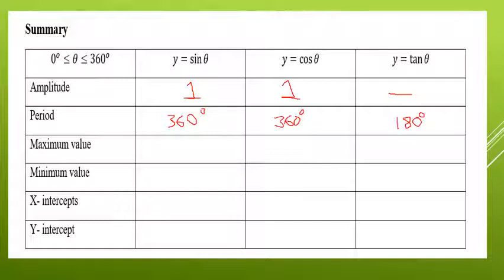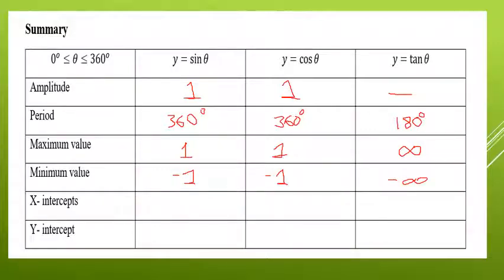The maximum value sine can go to is positive 1, and the maximum value cosine goes to is positive 1, but the maximum value tangent can go to is infinity. It just keeps going up and up and up. There's no limit to it. The minimum value for sine is negative 1. It's also for cosine. So cosine and sine are very closely related, so the properties are very similar. For tangent, it goes down to negative infinity.